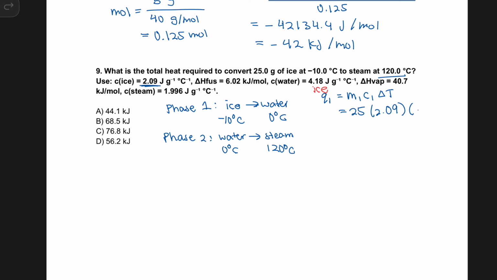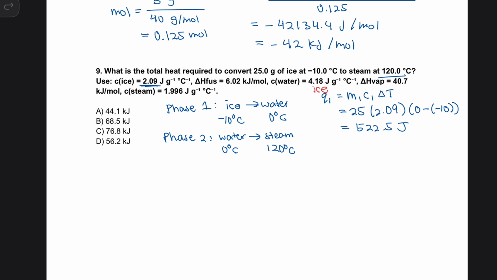And then the change in temperature, we end at 0 and we started at negative 10. So calculate this and we'll get 522.5 joules in this very first step. And then we have another step. So there's two different categories of heat required here.